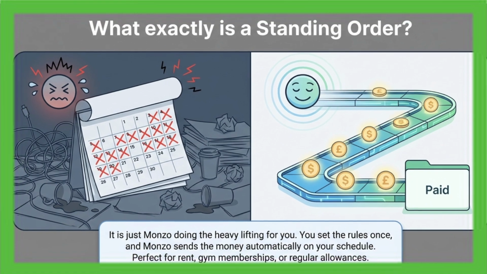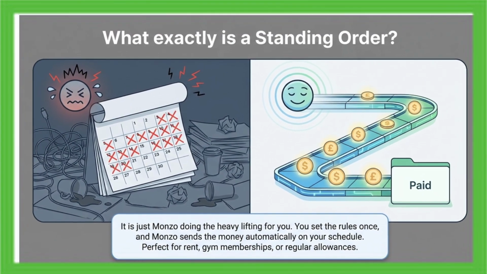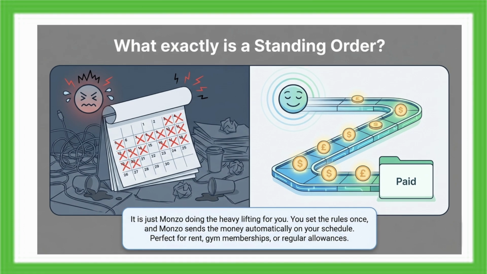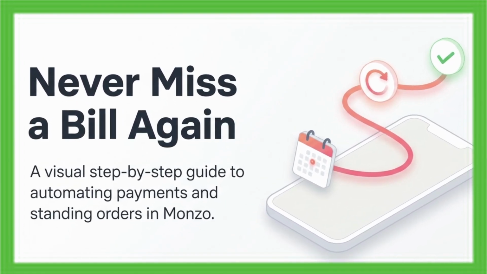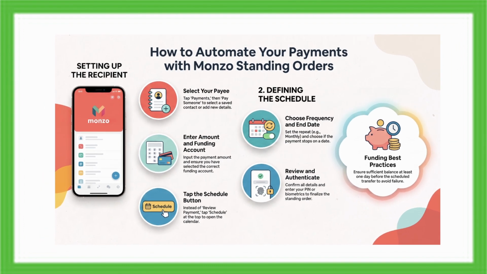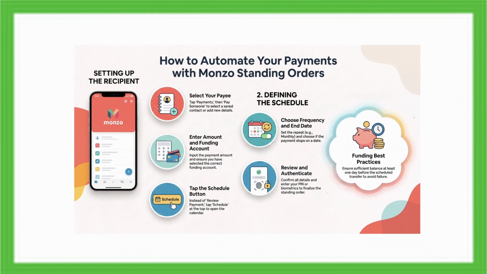Monzo makes it easy to automate sending money, called a standing order. So today, you will know exactly how to schedule a recurring payment on the Monzo Bank app to pay someone or a business promptly. Let's begin.